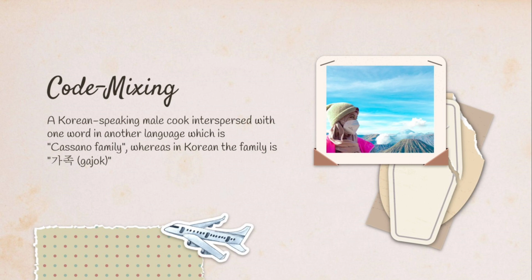Okay, next is code mixing. A Korean-speaking male group interspersed one word from another language, which is Casanova family, whereas in Korean, the word for family is 가족.